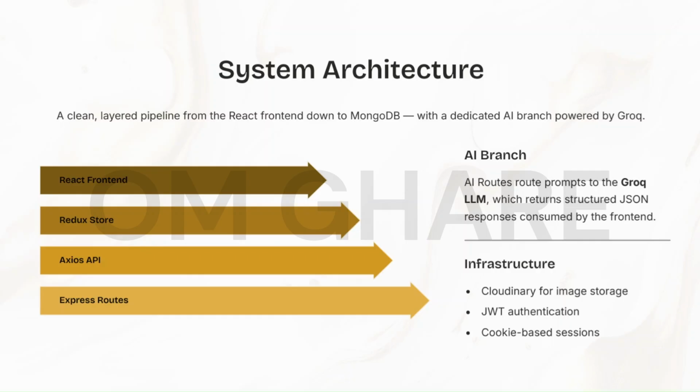Supporting this entire architecture are additional infrastructure services. JWT, or JSON Web Tokens, is used for secure authentication and authorization. Cookie-based sessions maintain secure user login. Cloudinary manages the image uploads efficiently, ensuring that the food images and the restaurant assets are stored outside the application server. This layered architecture keeps every component independent, modular, and scalable, making future maintenance and feature additions much easier.